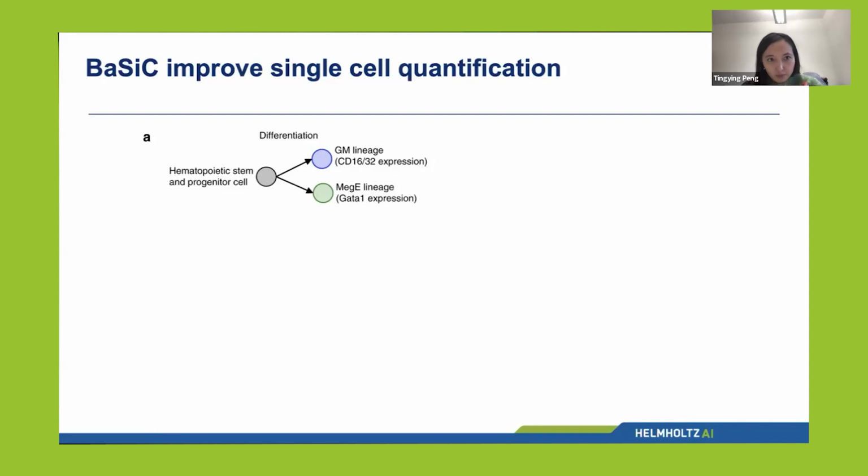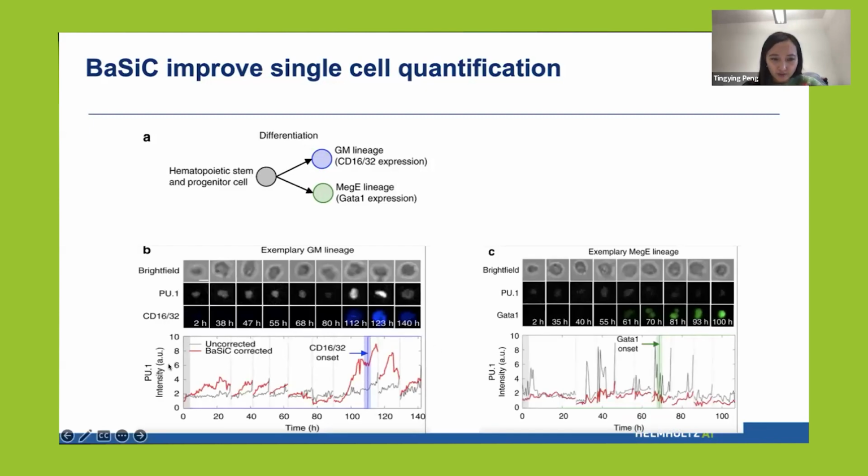So we actually also applied that in a real experiment, blood stem cell differentiation. The blood stem cell differentiates into the GM lineage, which is like a white blood cell, and the MEG lineage, which is a red blood cell. At this lineage differentiation point, you can see an upregulation of this CD16/32 onset, and you can only see it after this BaSiC correction. If you don't do the correction, it's just a super random signal you get from the raw data.